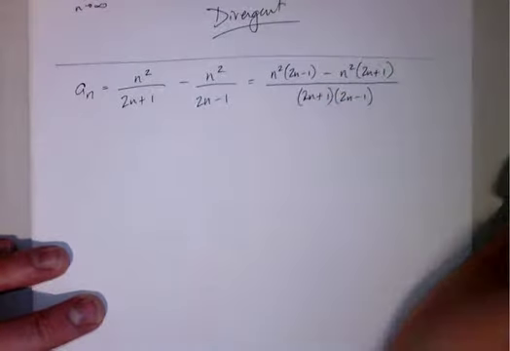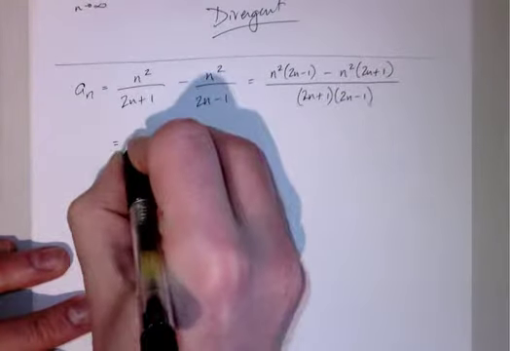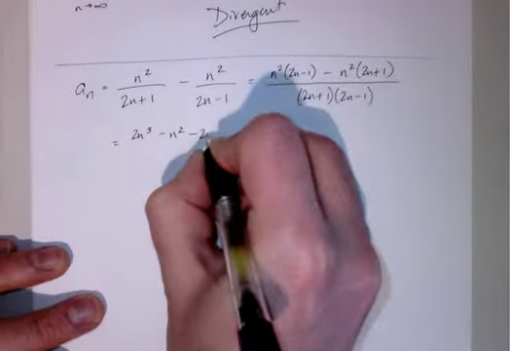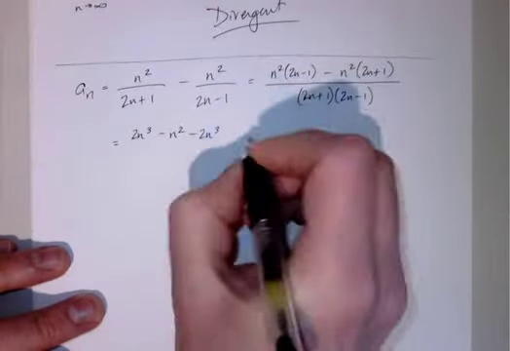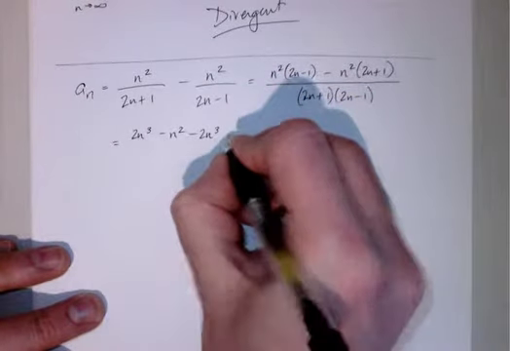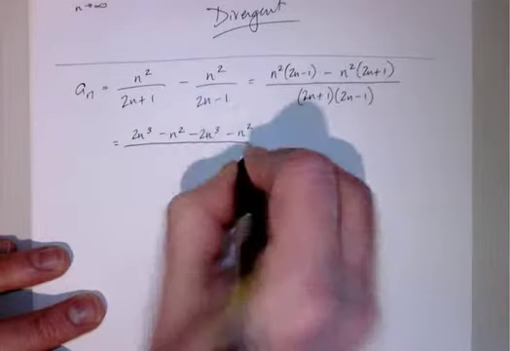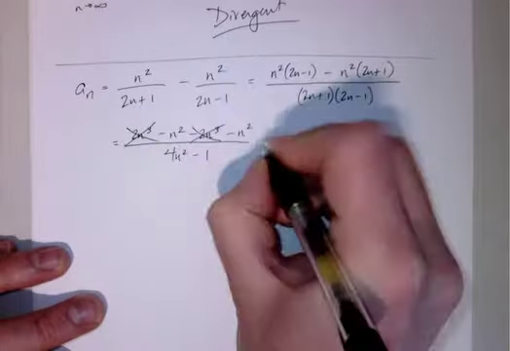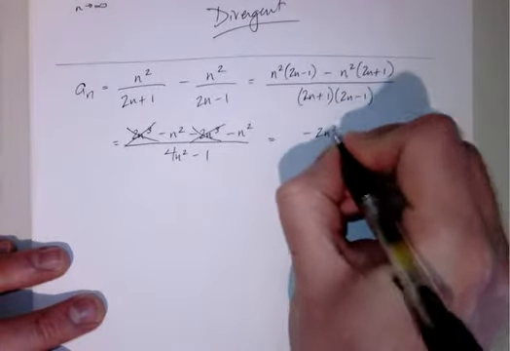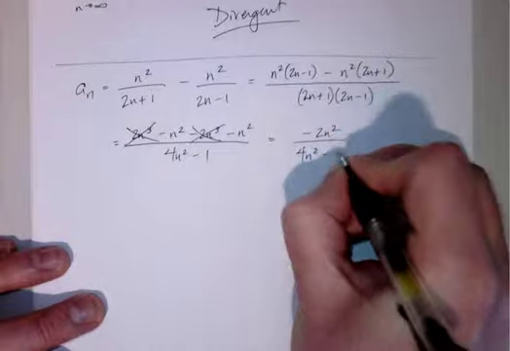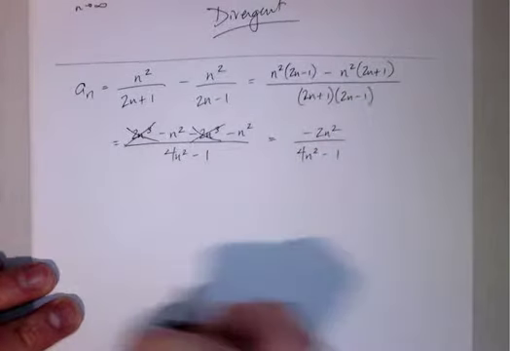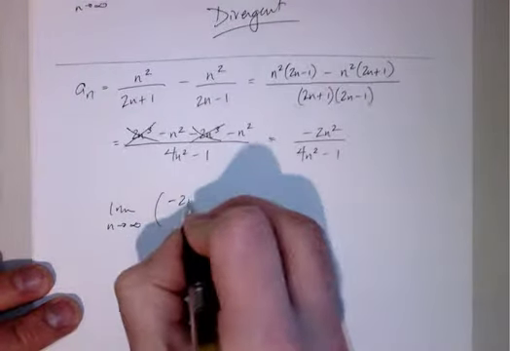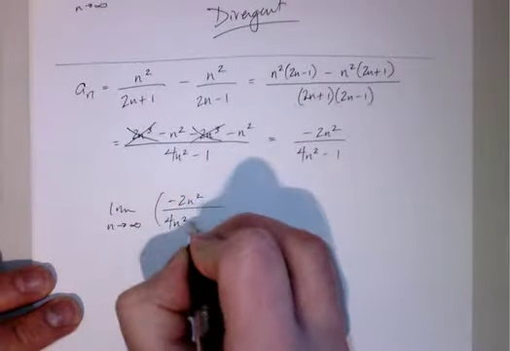Okay. Now that winds up being 2n cubed minus n squared minus 2n cubed, or that's, yeah, it's minus n squared over 4n squared minus 1. Well, that crosses out with that. I'm going to get a negative 2n squared over 4n squared minus 1. Now the limit of that is very easy. We have the limit as n approaches infinity of negative 2n squared over 4n squared minus 1.